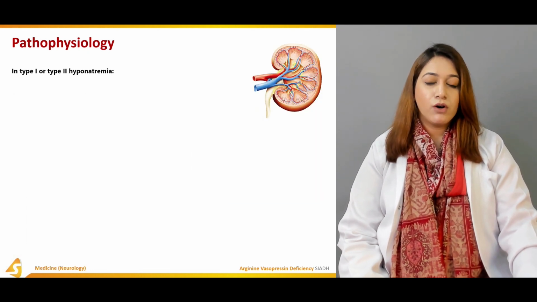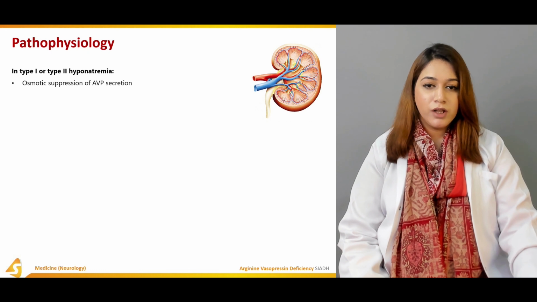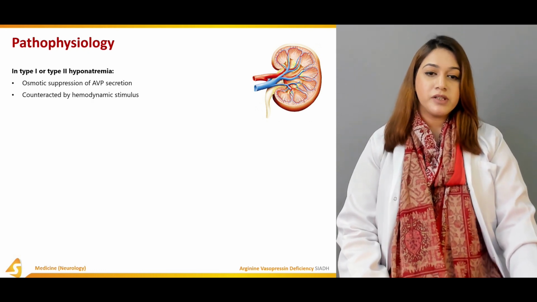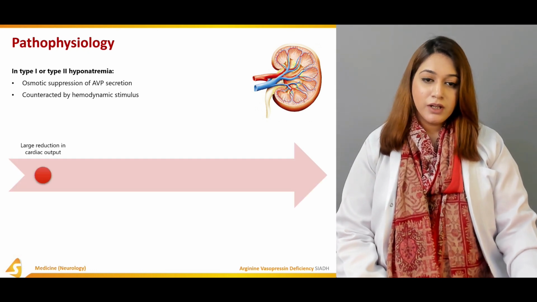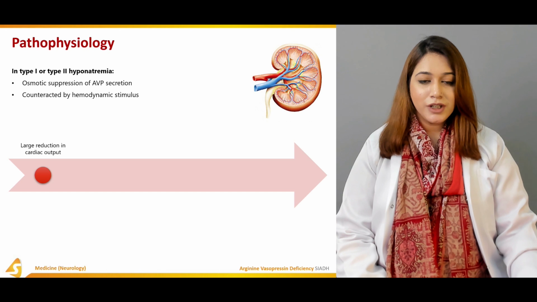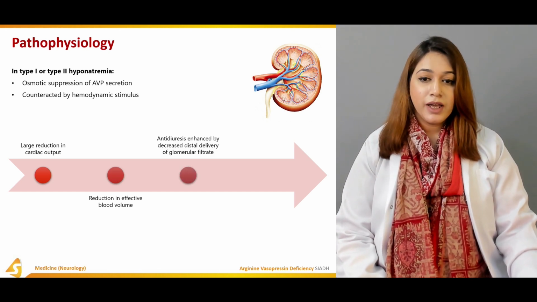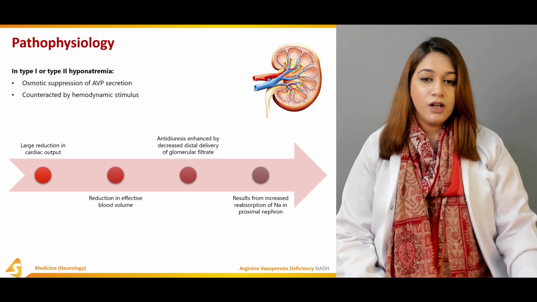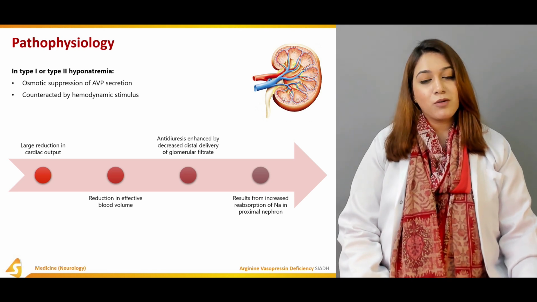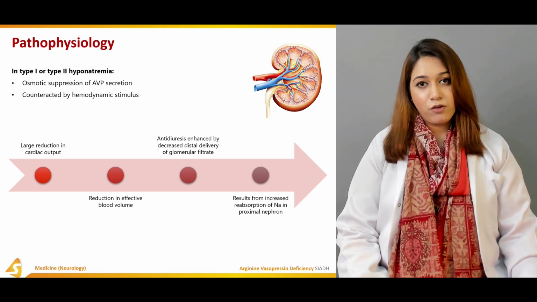In type 1 or type 2 hyponatremia, osmotic suppression of AVP secretion is counteracted by hemodynamic stimulus. There will be a large reduction in the cardiac output, reduction in effective blood volume, and antidiuresis that is enhanced by decreased distal delivery of the glomerular filtrate. All this results from increased reabsorption of sodium in the proximal nephron.